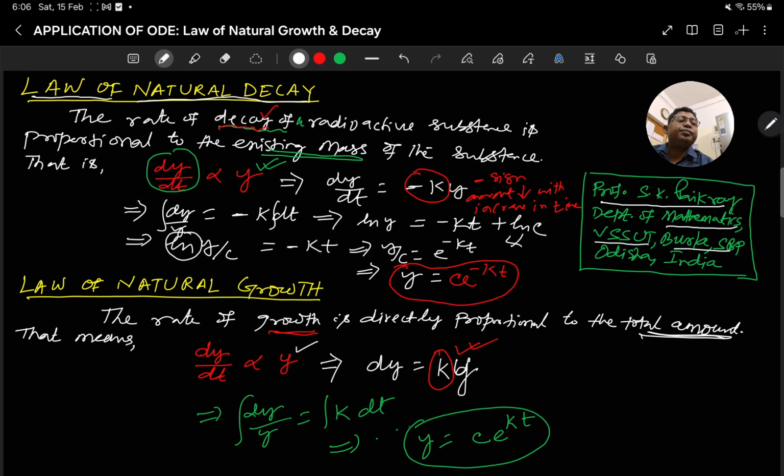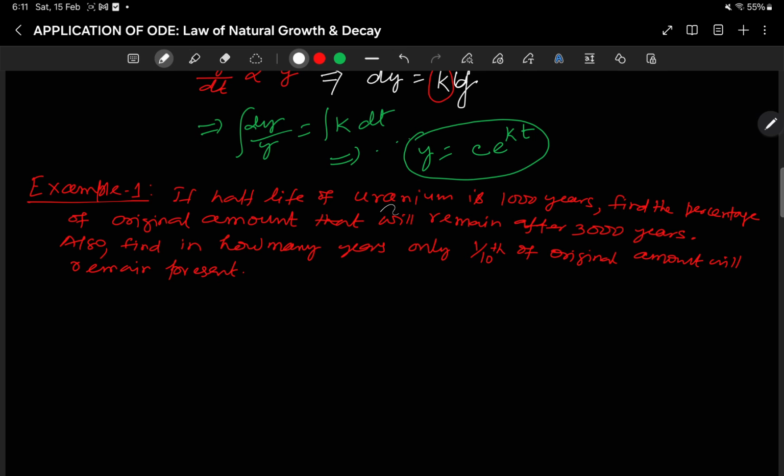So without much delay, let us now discuss some examples to make you aware of such applications. Coming to an example, the half-life of uranium is 1000 years. Find the percentage of the original amount that will remain after 3000 years, which means y of 3000 will be what? Also find how many years it takes for only 1/10 of the original amount to remain.